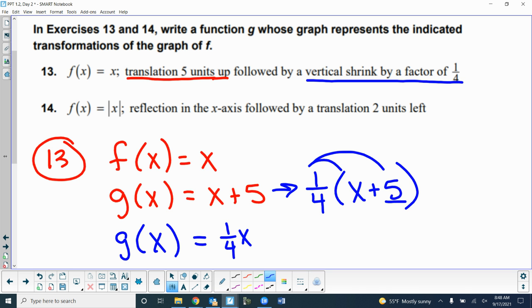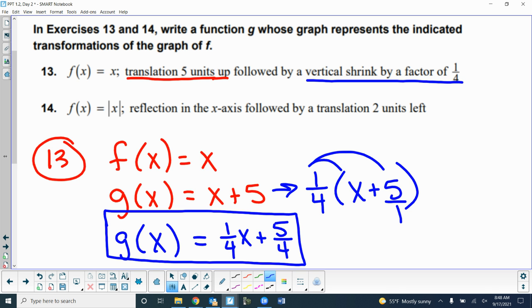Remember, if you're not sure how to multiply 1/4 times 5, just put it over 1. Then 1 times 5 is what? And 4 times 1 is 4. So just multiply straight across when you multiply fractions. So here's our transformation. That's what our function looks like after both transformations.